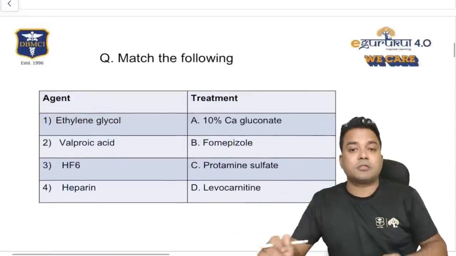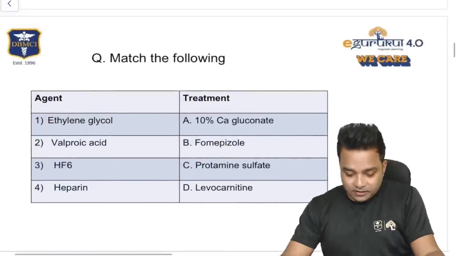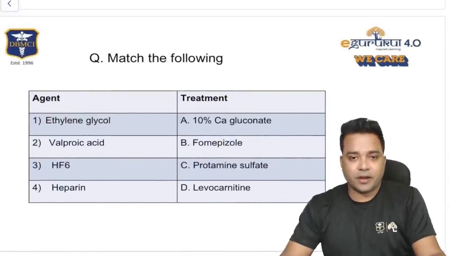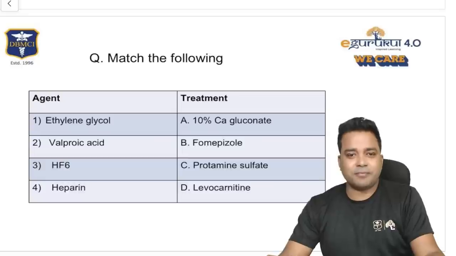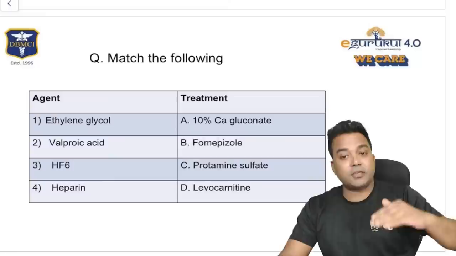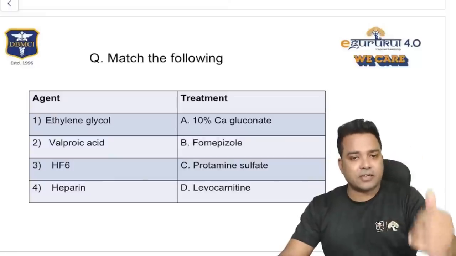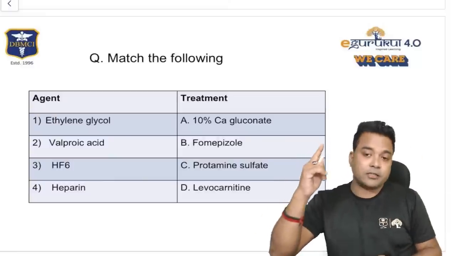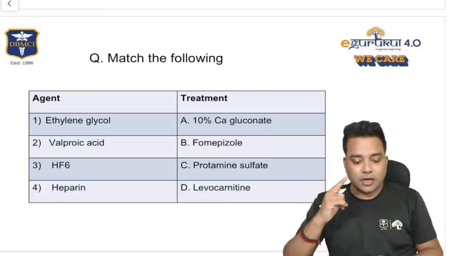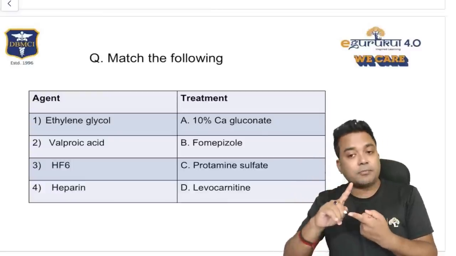So I will show you this match the following. This was asked, this is a repeat area, repeat question. Simple one, easily match. Ethylene glycol is used as antifreeze in vehicles, and it is metabolized by the same enzymes which are used to metabolize ethyl alcohol and methyl alcohol.